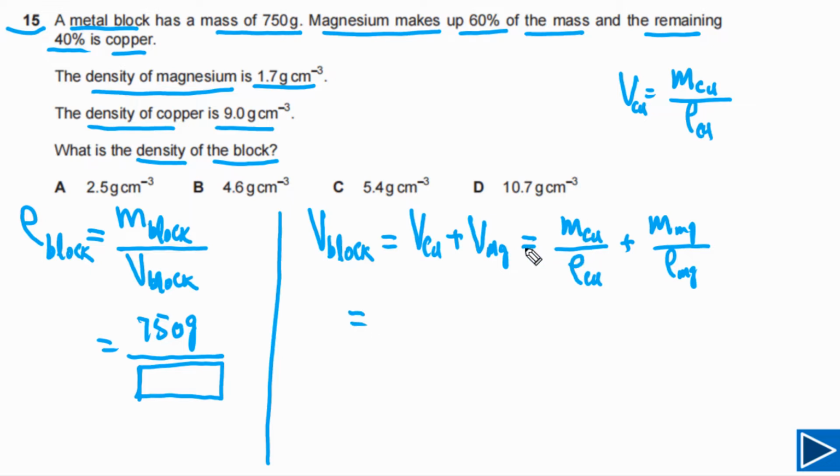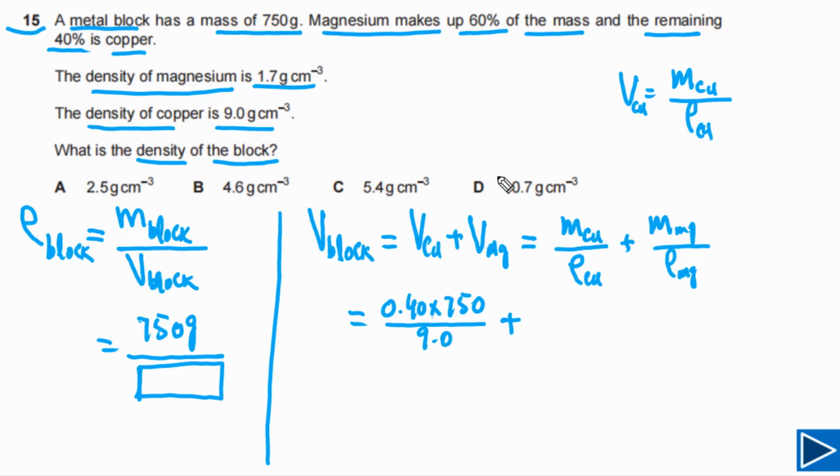Mass of copper, it is given to us 40% mass, means 40% of the mass of the block is mass of copper. So it simply means that 0.40, the 40% of the mass of the block, is mass of copper. So that's the reason you need to multiply with 0.40. And this one we have to divide by the density of copper. Density of copper is 9.0 grams per cubic centimeters.